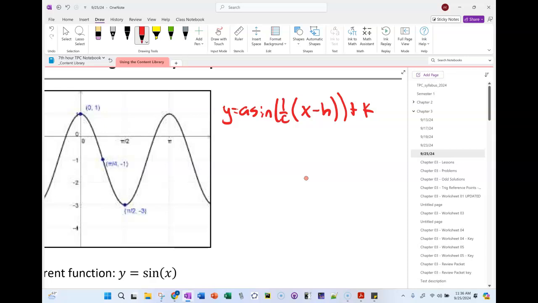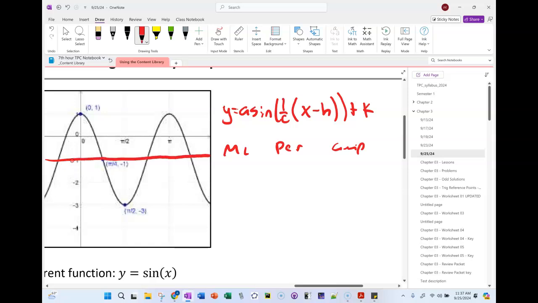All right, so what we're going to do is use the midline, the period, and the amplitude to figure out some of these values. If I look at this graph, it looks like the midline is the part that divides it in half. Right, that looks like the midline. You guys agree with that? That is at -1.